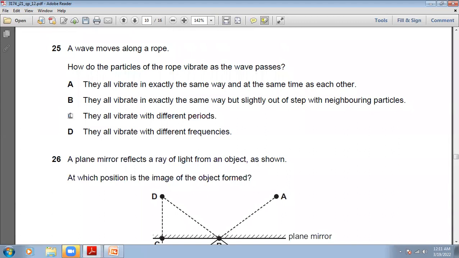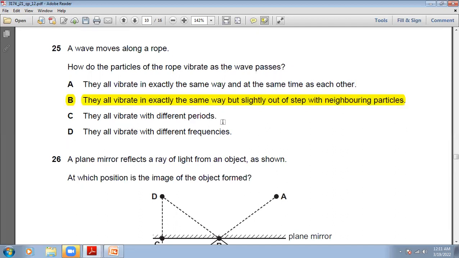A wave moves along a rope. How do the particles of the rope vibrate as the wave passes? They all vibrate in exactly the same way and at the same time as each other. No, that's not right. They do not vibrate at the same time as each other. Some particles might be moving upward, some downward, but they will periodically be doing the same thing. They all vibrate in exactly the same way, but slightly out of step with the neighboring particle. That is the exact sentence, and I think this can be the answer.